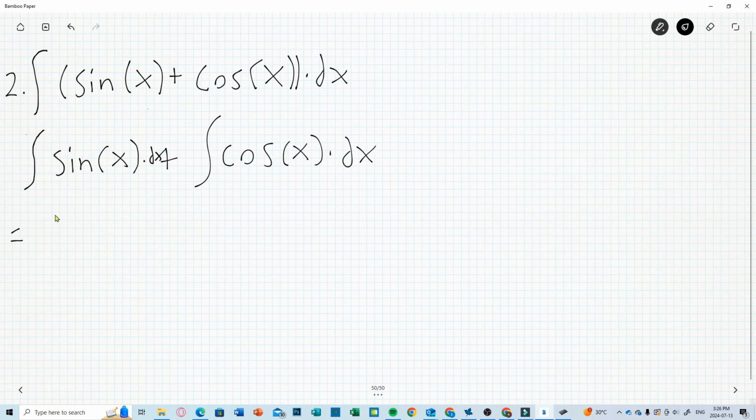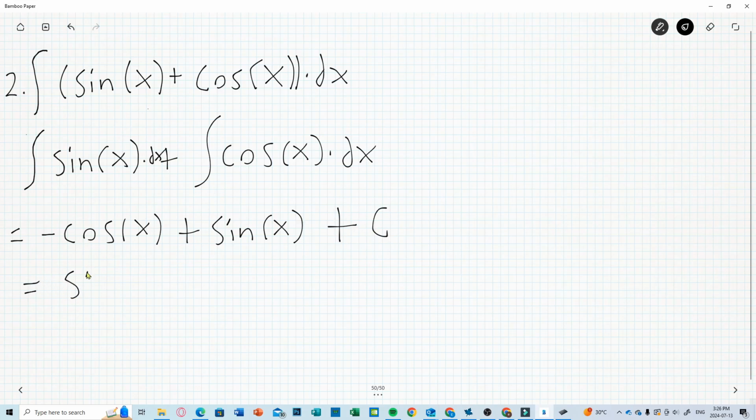Now, this is a lot easier to work with. We know that the integral of sine x is going to be negative cos x, and we know that the integral of cos x is going to be sine x. And then we have to add our constant of c. To make it a little bit nicer, I'm just going to put the sine in the front, to make it sine of x minus cos of x plus c.